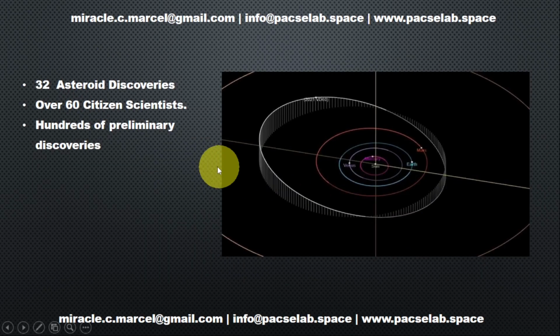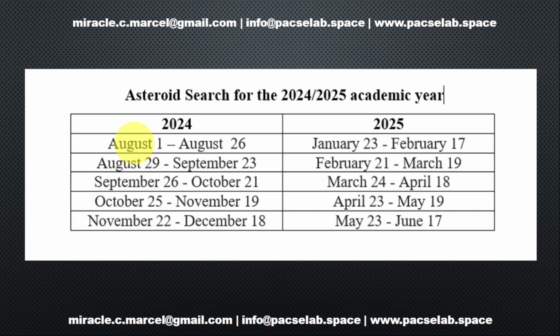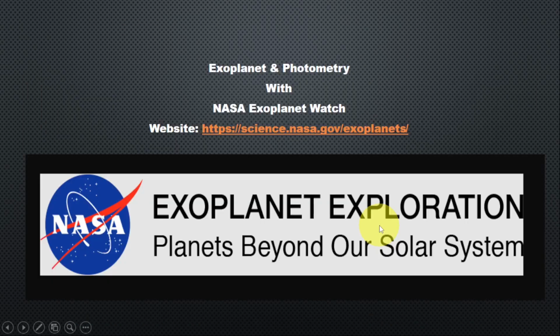So far, we have discovered up to 32 asteroids, and these discoveries were made by about 60 of our citizen scientists, and we have hundreds of preliminary discoveries that are still undergoing further evaluation. So here is our calendar for the 2024-2025 academic year. We are currently at the October 2025 to November 19 Astro Research campaign, and it runs till May. So it runs every month.